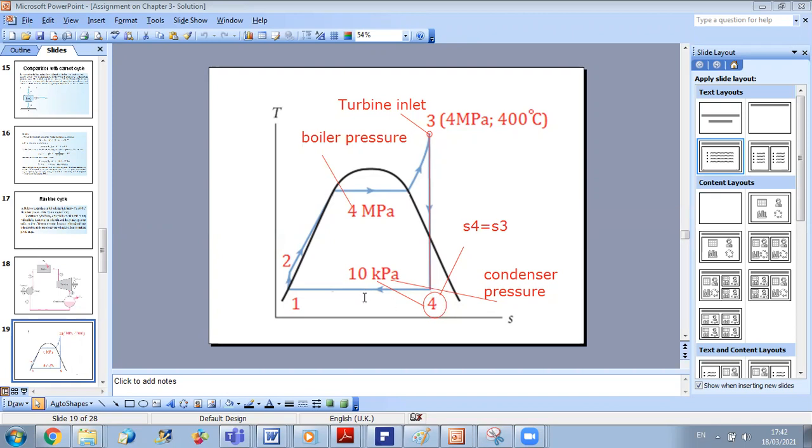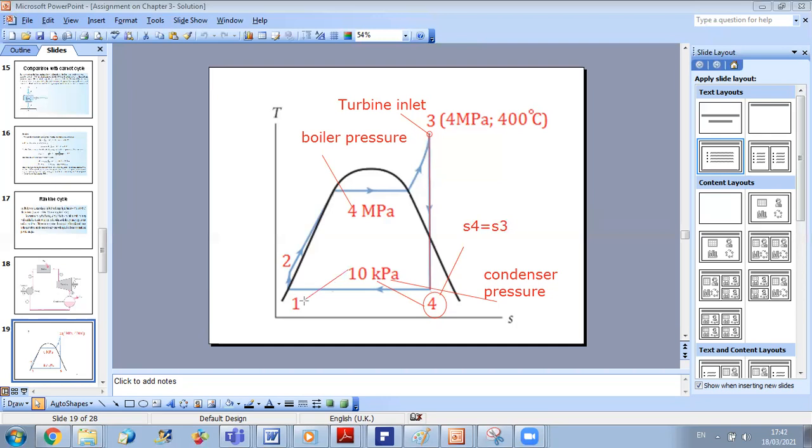Okay? Now, concerning point 1, the first information I know is that it is at a pressure of 10 kilopascal. What is the second information I know about point 1 that will allow me to determine its enthalpy?